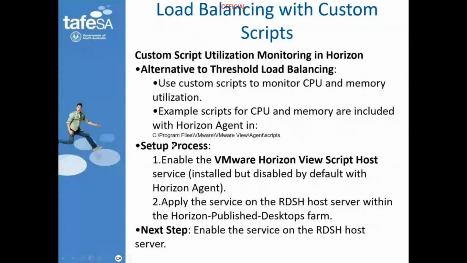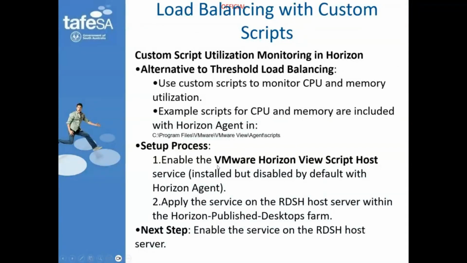So there are custom scripts and utilization monitoring in Horizon. We can configure an alternative to threshold load balancing. We can use custom scripts to monitor CPU and memory utilization. Examples of these scripts for CPU and memory are included with the Horizon agent. It's found in this location.